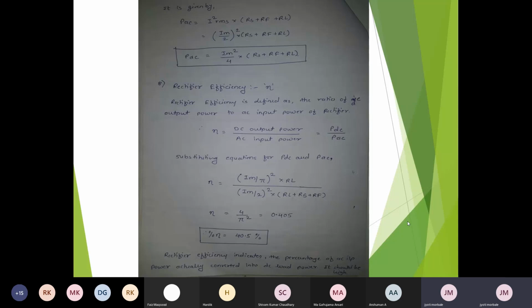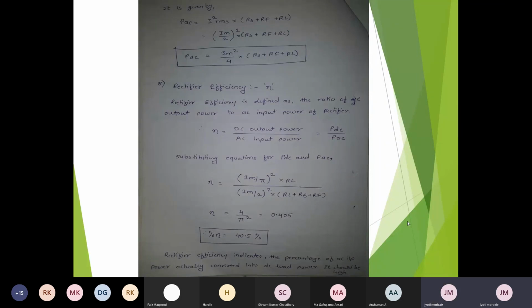We are left with only two terms, 4 upon pi square, and the value of eta, that is efficiency for the half wave rectifier, which is always represented in terms of percentage. So percent efficiency is equal to 40.5%. This is a very important point. The efficiency for half wave rectifier is 40.5%, nearly equal to 41%.